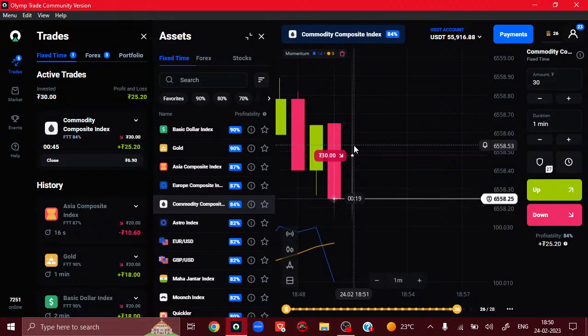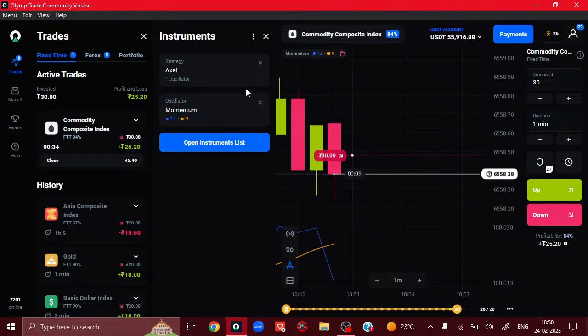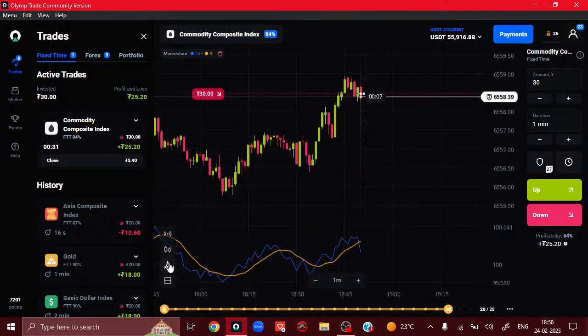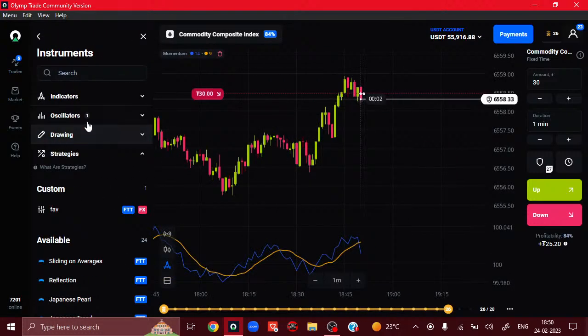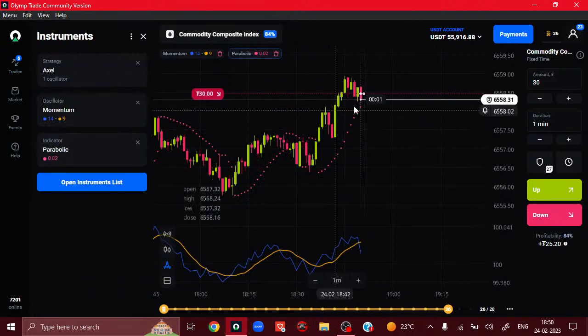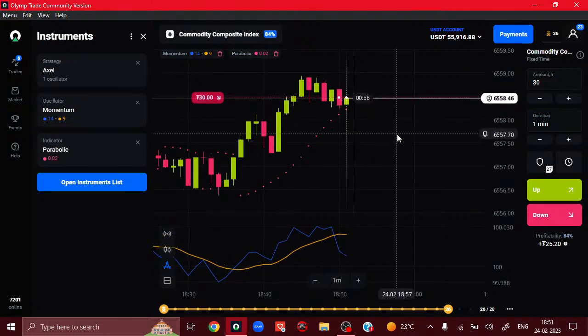There are a lot of strategies you can use as a beginner. AXEL is one of them, or you can even use the parabolic to make the trade. Whenever the parabolic dot is shifting, at that point you can make the trade. If the dot is shifting on the top of the candle, you can enter into a downside trade. If the dot is shifting below the candle, you can enter into an upside trade.